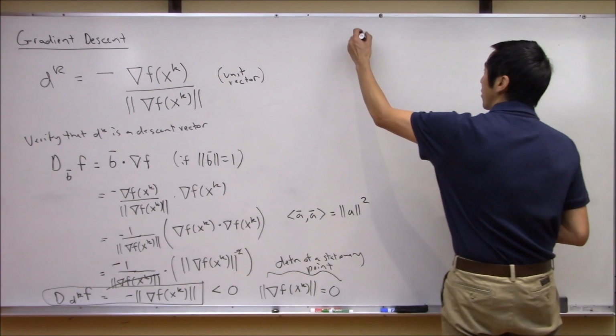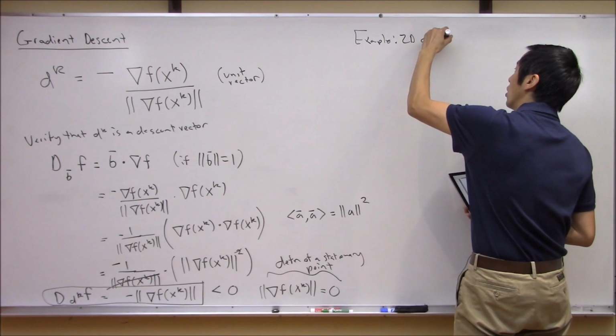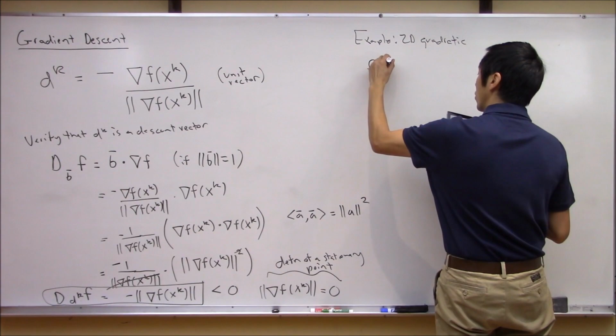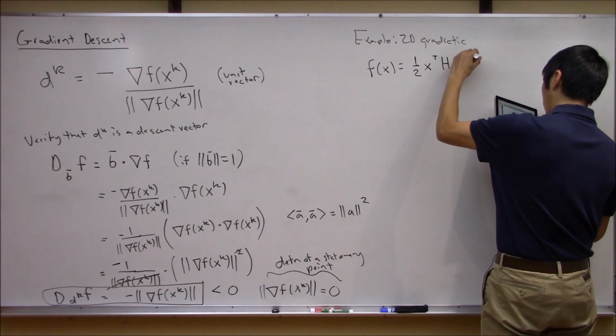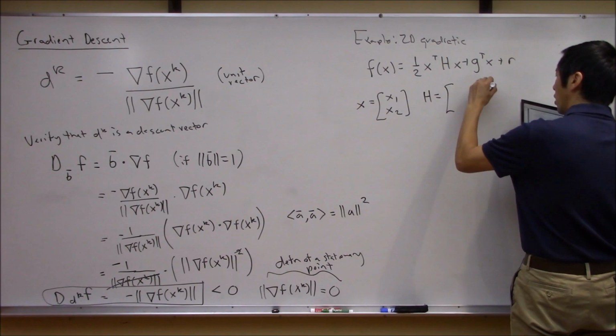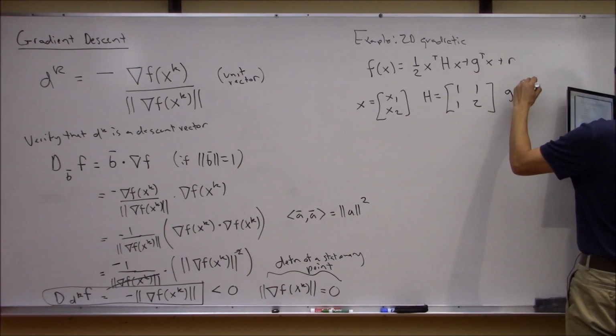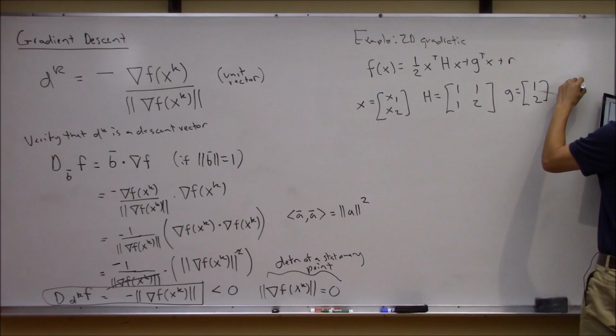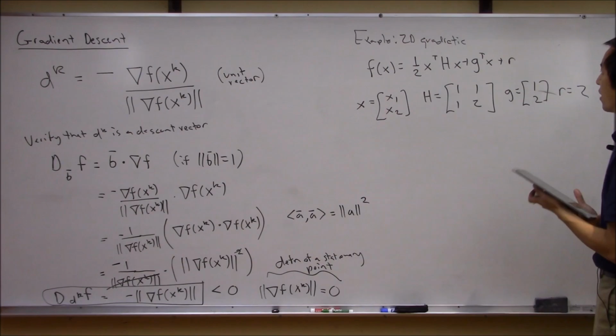Let's look at a 2D quadratic. Let's look at some cost function f of x, which I'm going to write like this: 1 half x transpose Hx plus g transpose x plus r. In this case, let's use x as a two-dimensional decision vector. H is going to be a 2 by 2 square matrix of 1, 1, 1, 2. Let's use a g vector of 1, 2, and an r scalar of just positive 2, something like that. Sorry, my sloppy handwriting: this should be a plus, there we go.